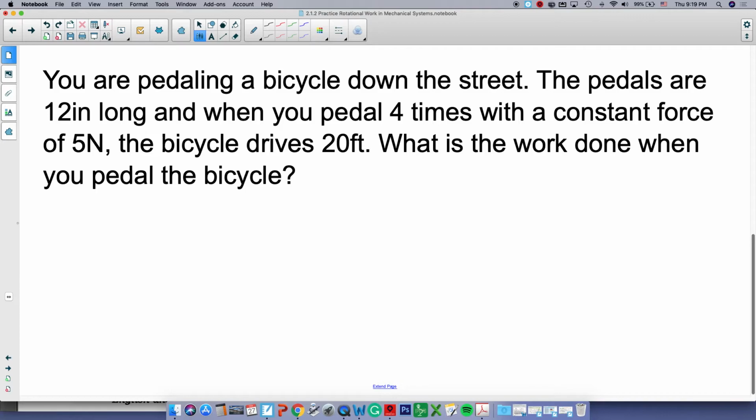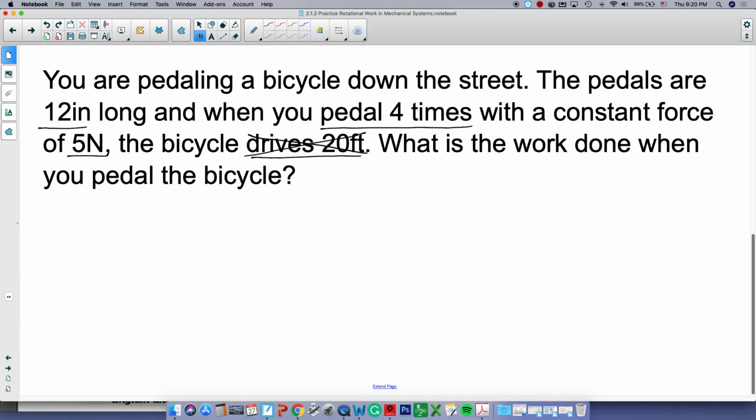Okay. Well, we have quite a bit going on here. So we have 12 inches long, pedaling 4 times, a force of 5 newtons, and our bicycle's going 20 feet. What's the work done when you pedal the bicycle? Okay. Well, that drives 20 feet is not going to help us out that much, because if we're doing work on the bike, then that's the work done on the pedals, okay? So our work pedaling will result in the 20 feet. So we don't really need that.